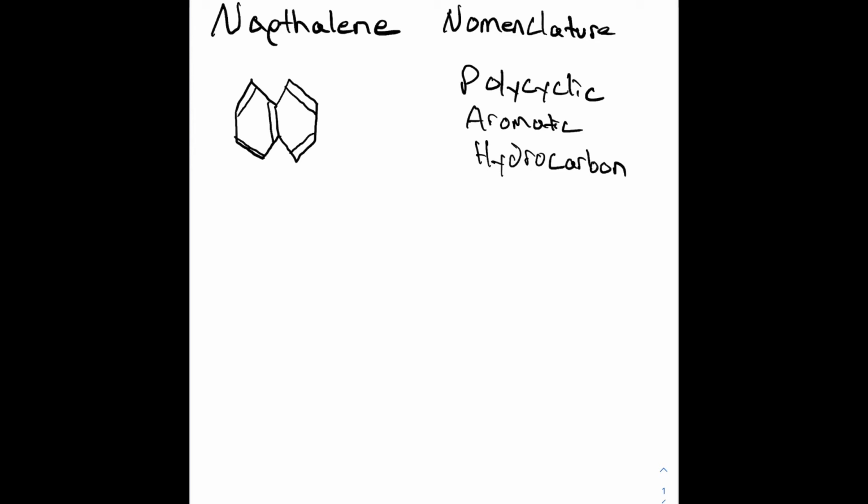In today's video, we're going to go over naphthalene nomenclature. Naphthalene is a polycyclic aromatic hydrocarbon, and it has a unique numbering system. Naphthalene is essentially two benzene rings, if you want to think about it that way, put together. But you're going to start numbering from here.